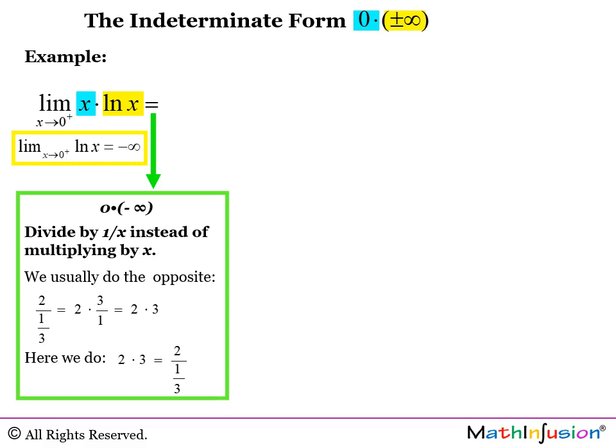If I ask somebody, what is 2 over 1 over 3? Then it is 2 times the reciprocal of 1 over 3, 3 over 1, which is 3, and we get 2 times 3. Here we really do the opposite. We have 2 times 3, and we like to write it as 2 over 1 over 3. Taking the reciprocal of ln of x is not going to work because it's going to be forever applying L'Hôpital with no result. So I will take the reciprocal of x.